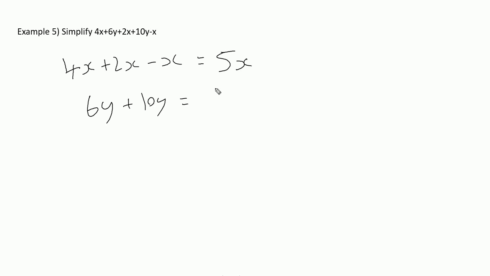So again, we just have to collect like terms. Looking just at the x terms to begin with, we have 4x plus 2x minus essentially 1x, which is going to give me 4 plus 2 minus 1, which is 6 minus 1, which is 5x. And then looking at the y terms, you have 6y plus 10y, which gives you 16y. So this whole expression goes to 5x plus 16y.